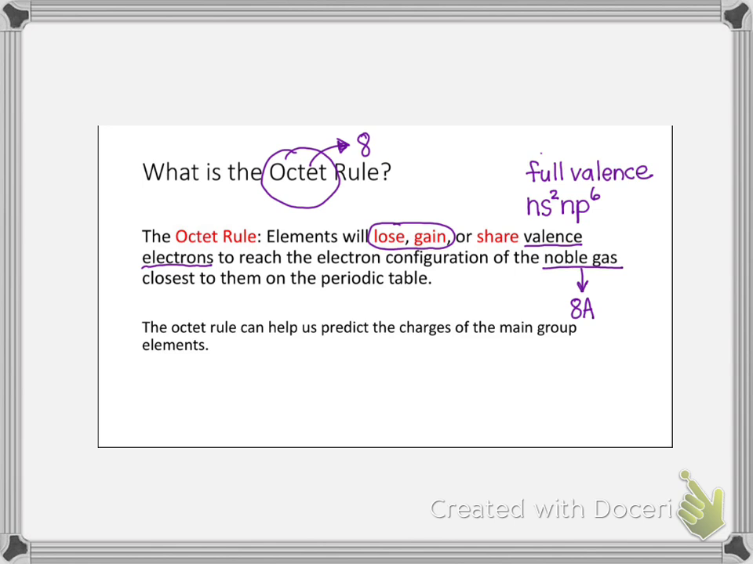Having 8 valence electrons is a very stable place for the representative or main group, the letter A elements, to be. So we're going to use the octet rule to help predict the ions formed by the elements in the main group.